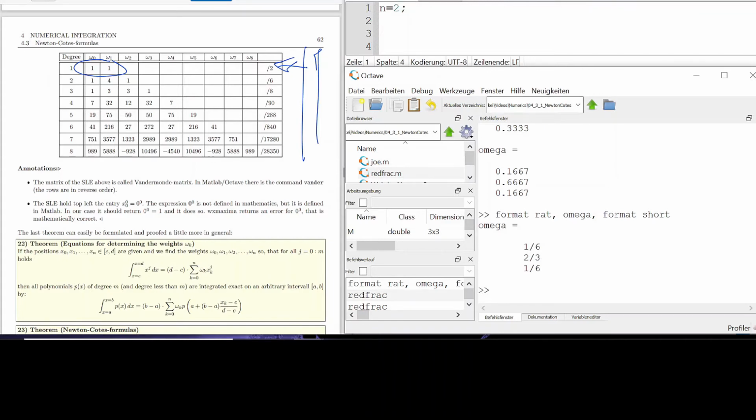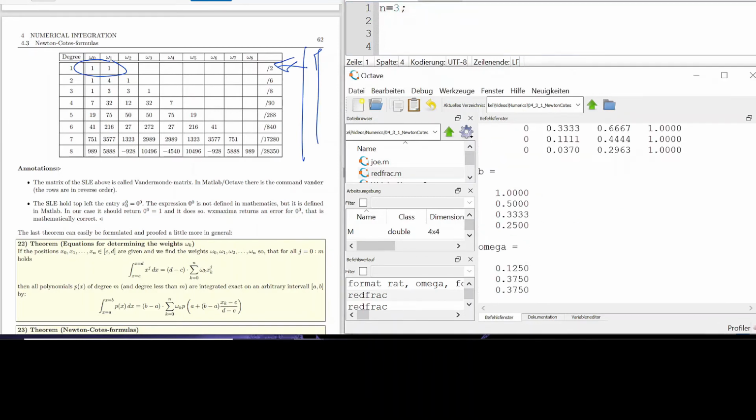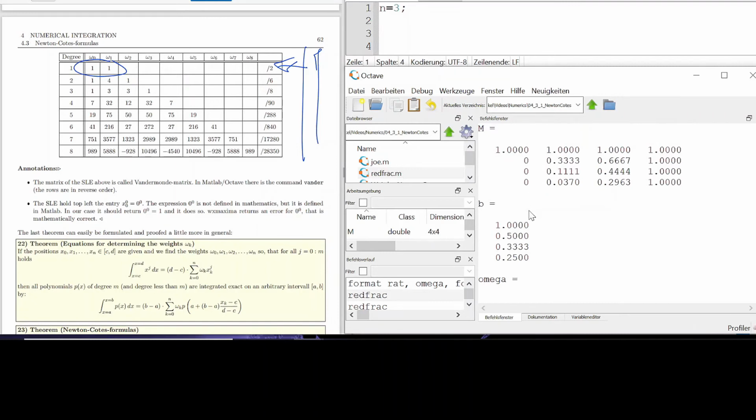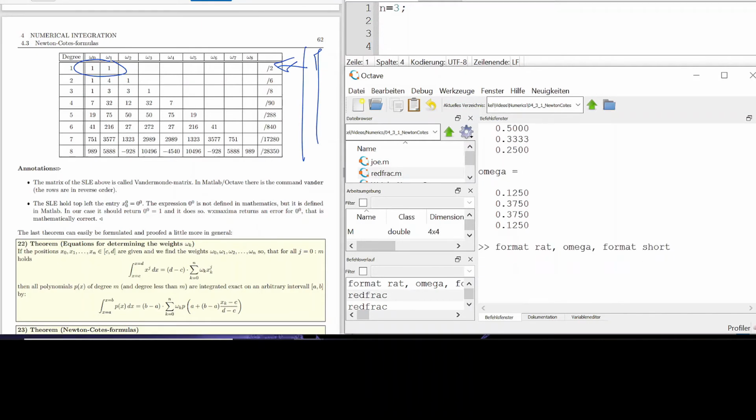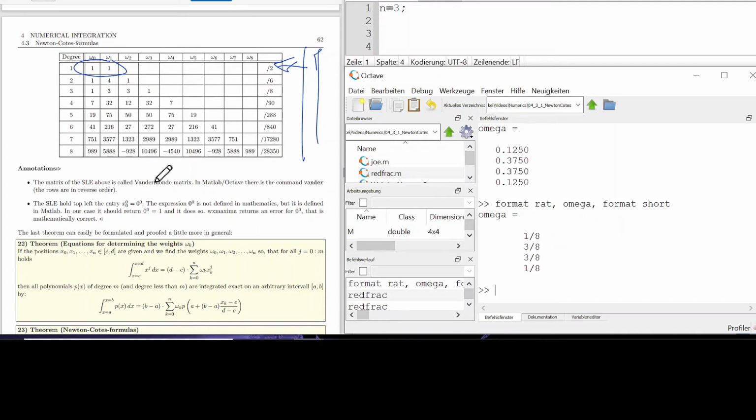So let's run the code also for n is 3. In this case, our matrix looks like that. The right hand side looks like that. And the answer looks like that. In fractions, it's 1 divided by 8, 3 divided by 8, and 1 divided by 8. So we have that line.